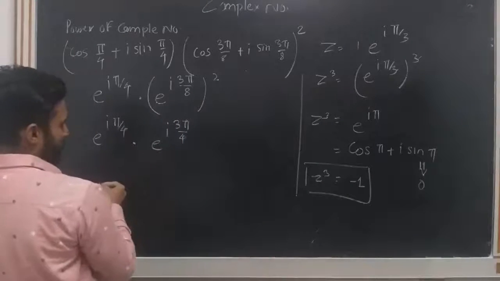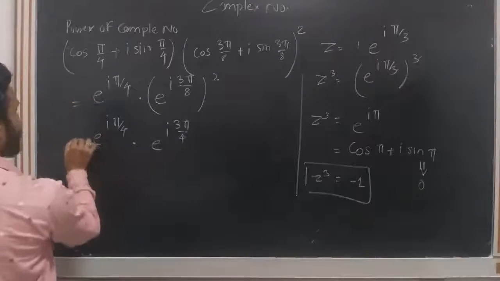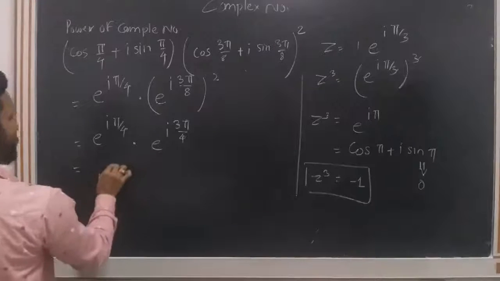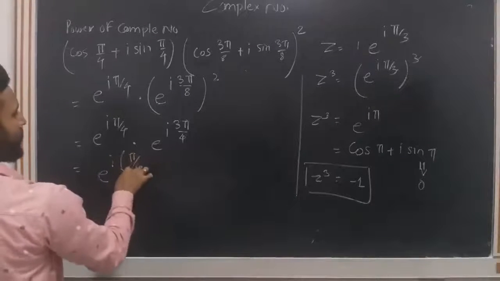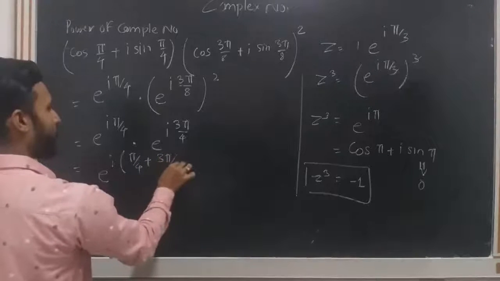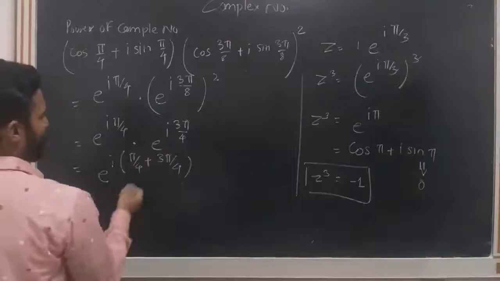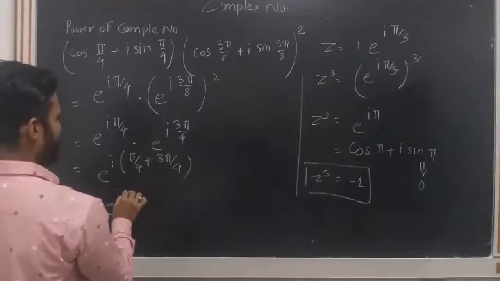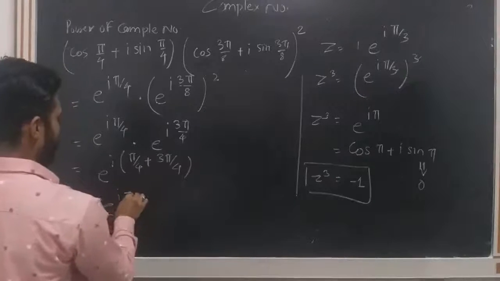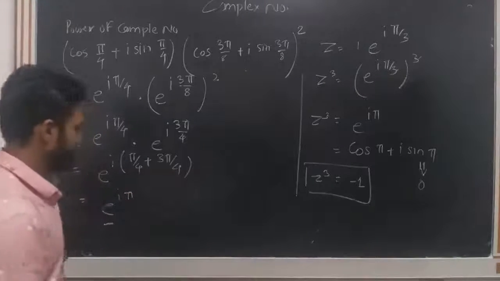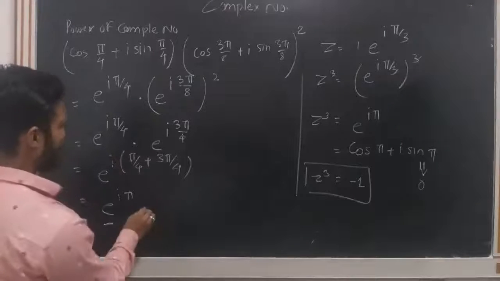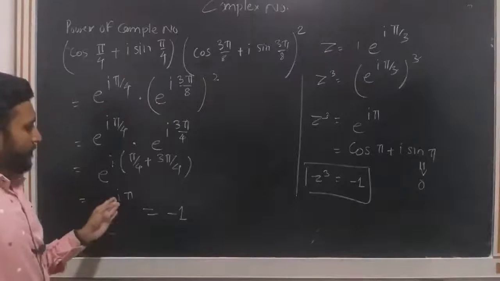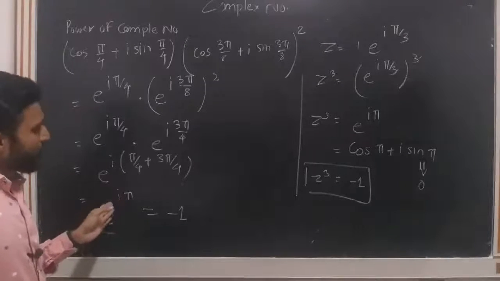and the cancellation. So we can rewrite the multiplication of two complex number exponential terms as e raised to i pi by 4 plus 3 pi by 4. Then it's 4 pi by 4, e raised to i pi, and the answer is -1. Just e raised to i pi we can rewrite as cos pi plus i sin pi.